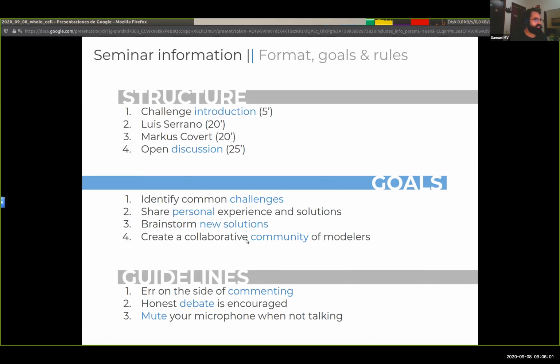And the guidelines for the session, just to mention that we are always open to receive your comments. You have the chat, and at the end of the session, you can always connect your camera and ask directly. We like the debate, so it's encouraged. And if you can mute your microphones when not talking, just to avoid noises in the background, that would be perfect.